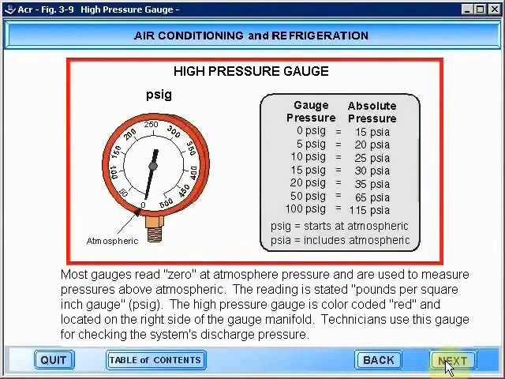Most gauges read 0 at atmospheric pressure. They measure pressures above atmospheric. The reading is stated as pounds per square inch gauge, or PSIG. The high pressure gauge is color-coded red, and is used by technicians for checking the system's discharge pressures.